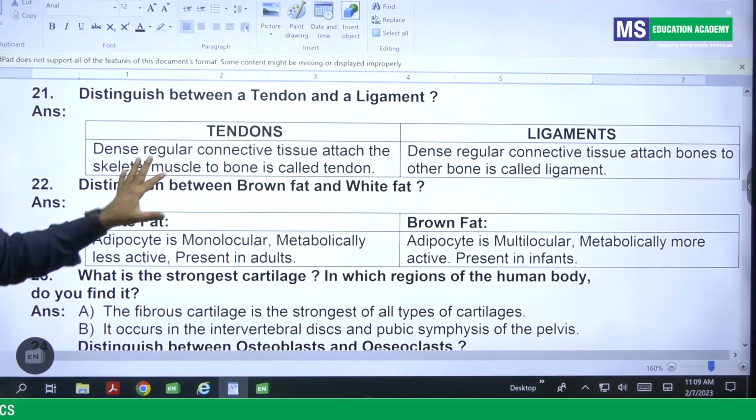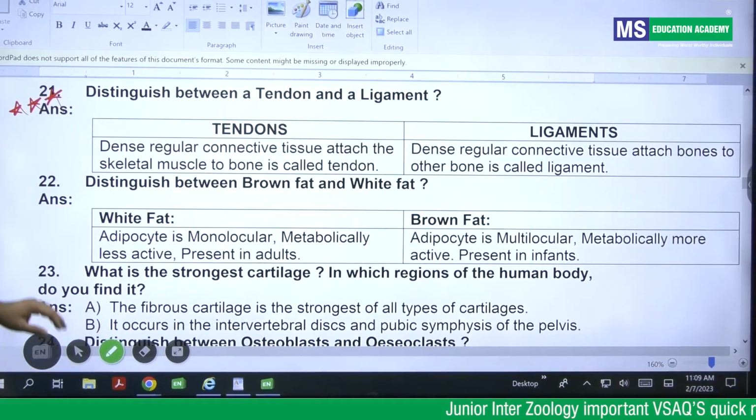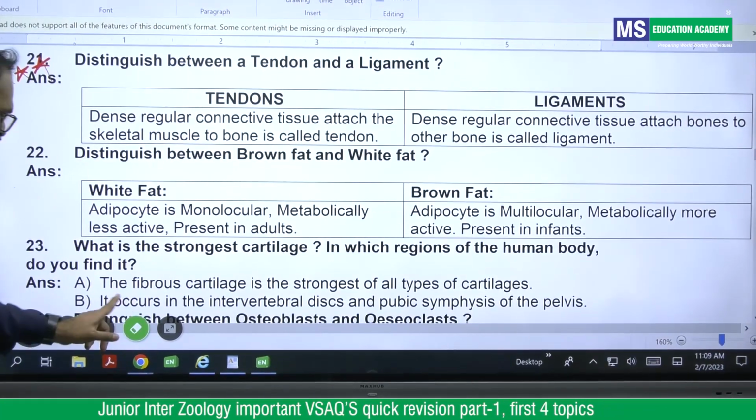Distinguish between tendon and ligament. So again, this is a very important triple star question. Next, now I am going to revise quickly all the questions.